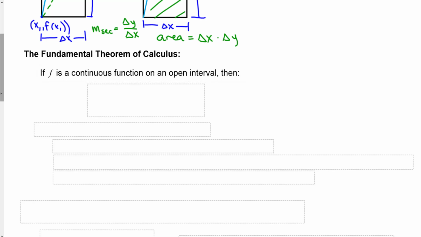So if f is a continuous function on an open interval, then the derivative with respect to x of the integral, the definite integral from a to x of f of t dt is f of x.